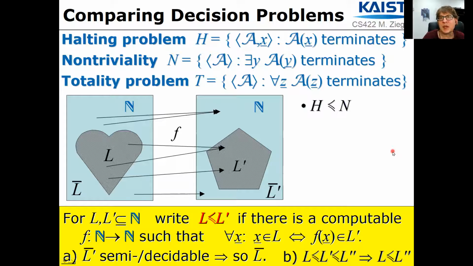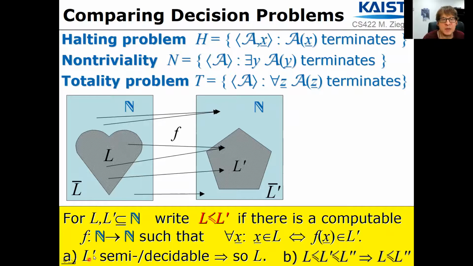And the first statement we want to make is that the halting problem is reducible, computably reducible in this sense, to the non-triviality problem. So in this sense, the halting problem is at most as difficult as the non-triviality problem. And according to item A, that means, oh, there's an addition here to item A, namely the same applies to the complement. Okay, let me revert to that.